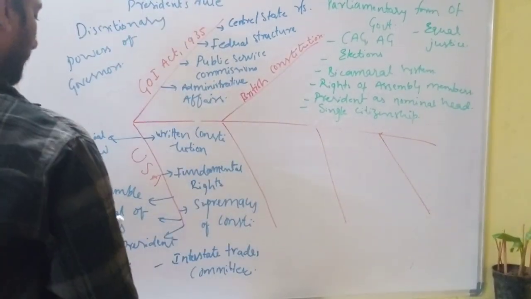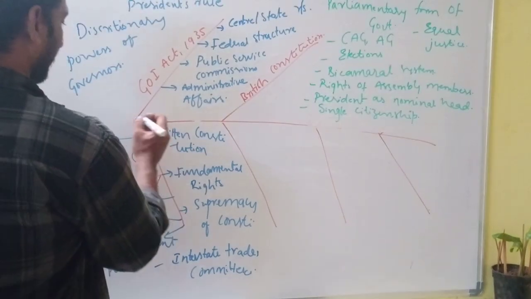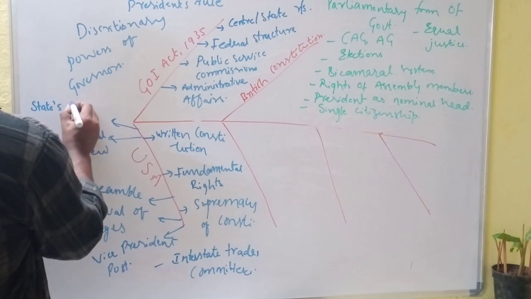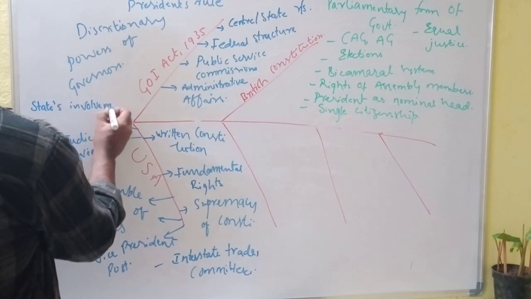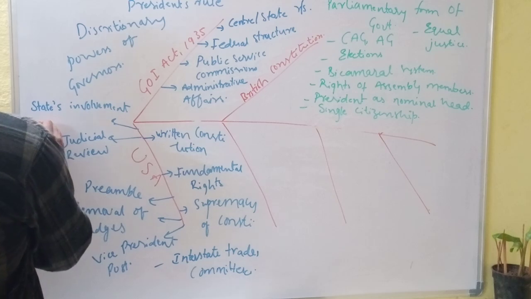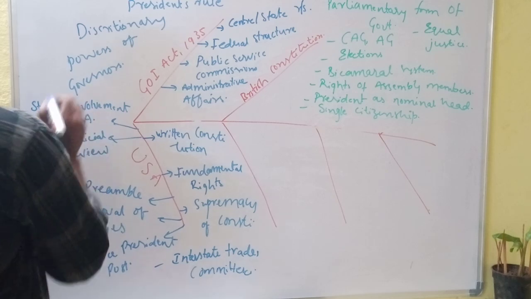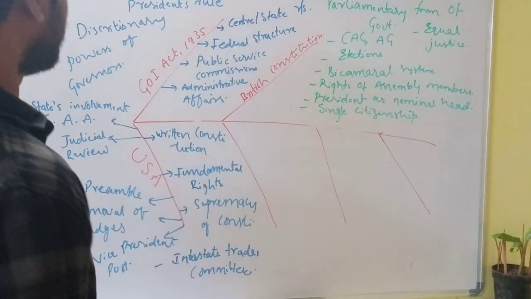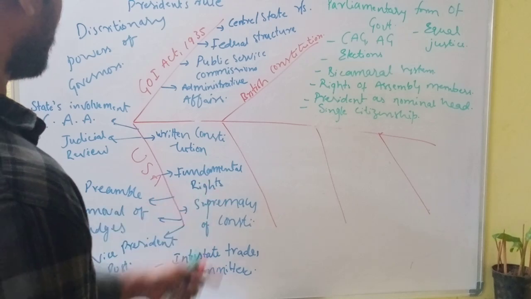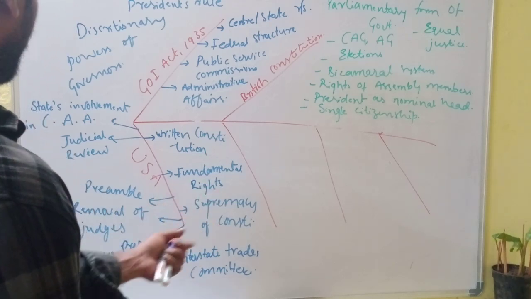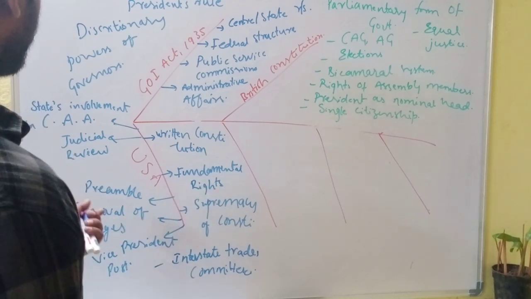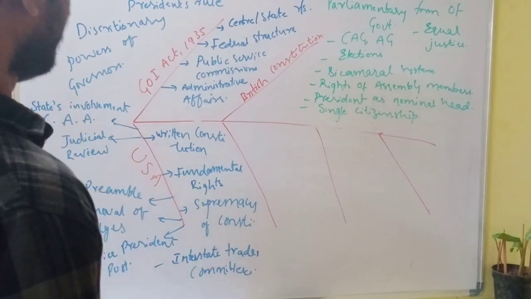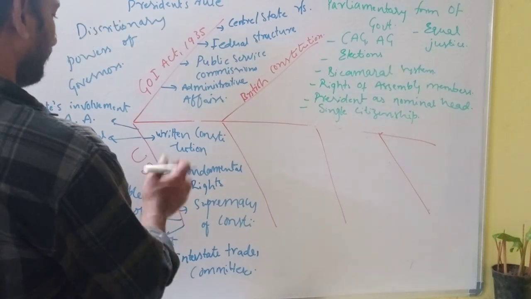And one more important point is states' involvement in Constitutional Amendment Act. So these are the provisions Indian Constitution has taken from USA. What are they? One is written constitution, another is fundamental rights and supremacy of constitution and interstate trade committees, and this vice president post, removal of judges, preamble, judicial review, and states' involvement in Constitutional Amendment Act.